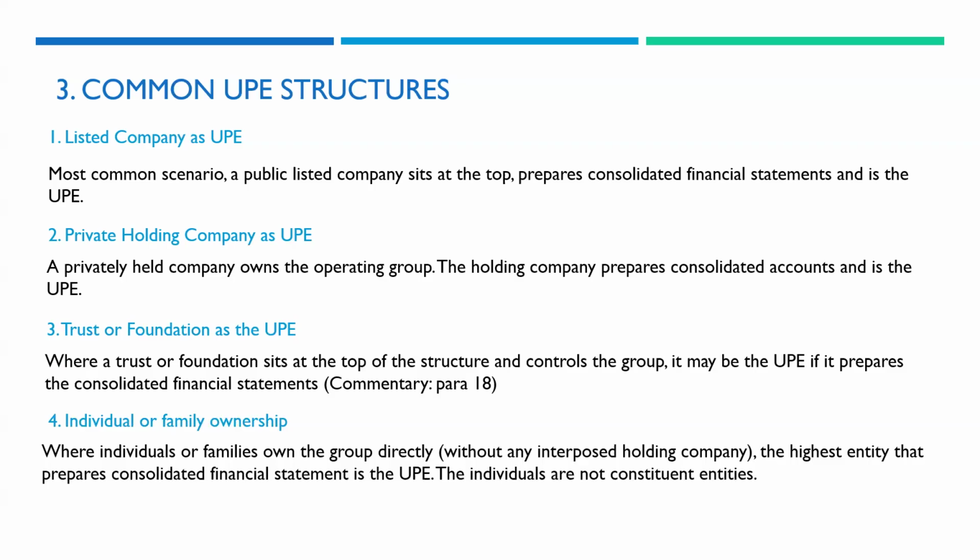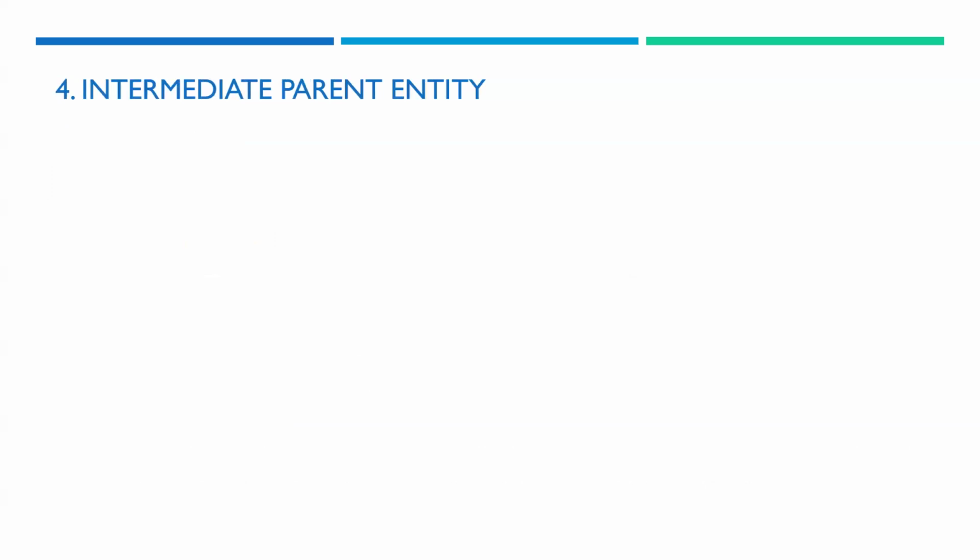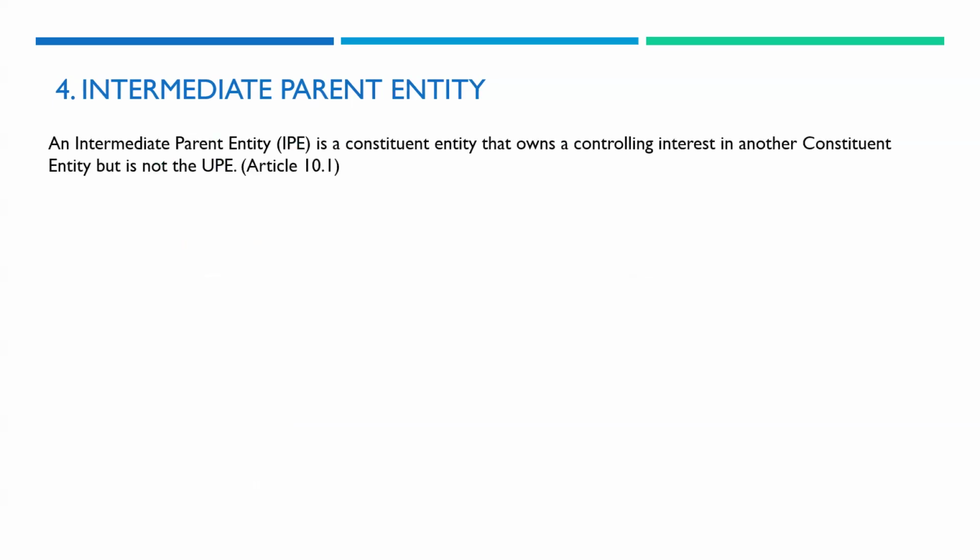Fantastic. If that is quite clear, then let's move on and understand what an intermediate parent entity is. Okay, or an IPE. An intermediate parent entity is a constituent entity that owns a controlling interest in another constituent entity, but it is not the UPE.